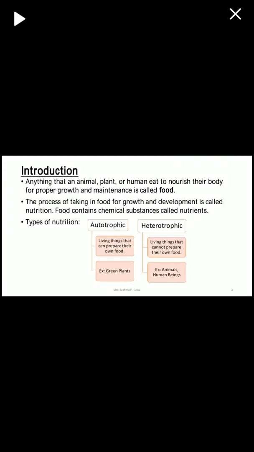So what is food? Is it anything and everything that you put in your mouth? You may be putting a piece of paper or a pencil or a pen while writing. Is it food? No, that is not food. Food is anything that an animal, plant or human eat to nourish their body for proper growth and maintenance is called food.